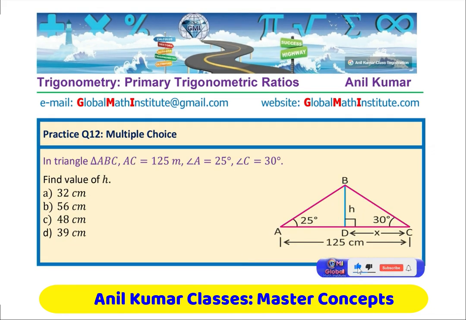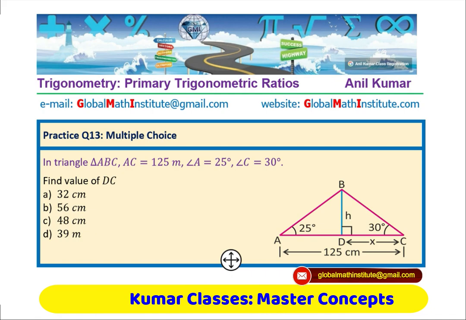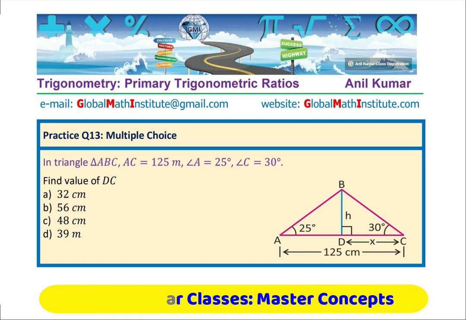Question 12. So we have two triangles, rather, as shown here. And in this triangle, we know AC is 125, angle A is 25, angle C is 30 degrees. You need to find the height in this case. And in the next example, you need to find the distance DC, which is X. Very important question at this stage, right? So these are slightly difficult questions.